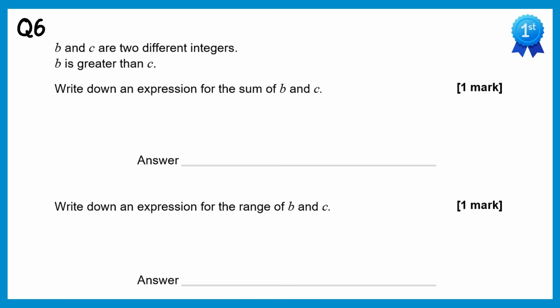For this question, we're told we have b and c, which are 2 different integers, and we're also told that b is greater than c. We need to find an expression for the sum of b and c. When we say sum in maths, we refer to adding, so we just need to add b and c together, so the expression is b plus c.